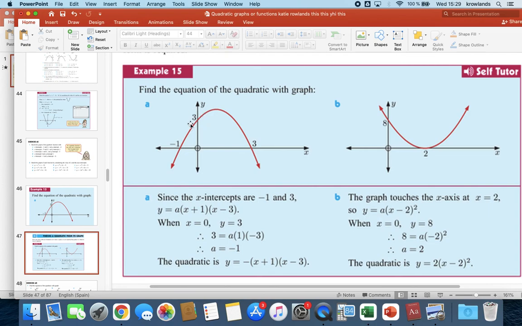Then we're going to substitute this coordinate, which is going to be 0, 3. So when x is 0, y is 3. So y is 3, x is 0. a is 1 times minus 3 equals 3. Solving that, a is minus 1. Just substitute it back into the original formula.